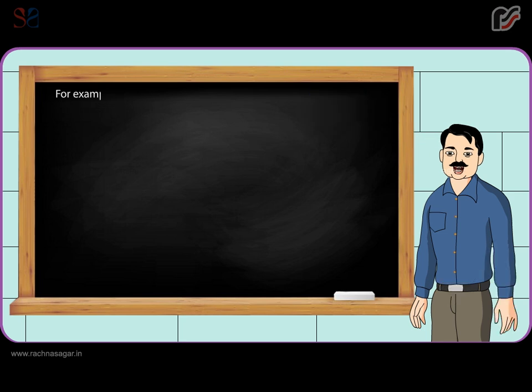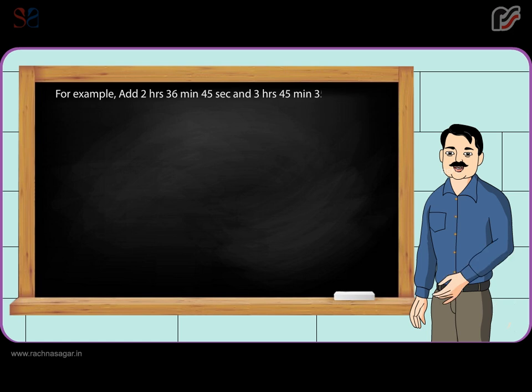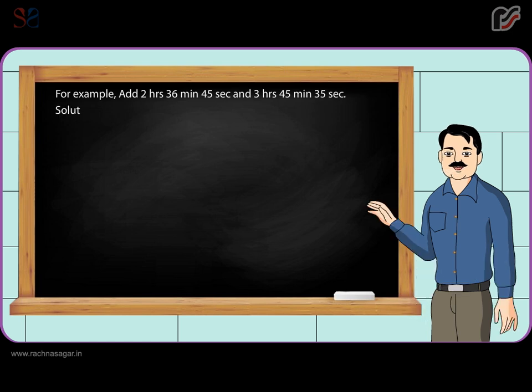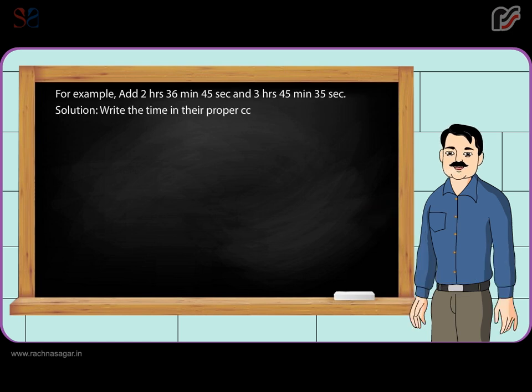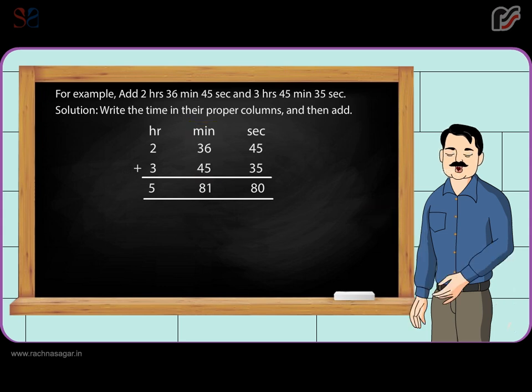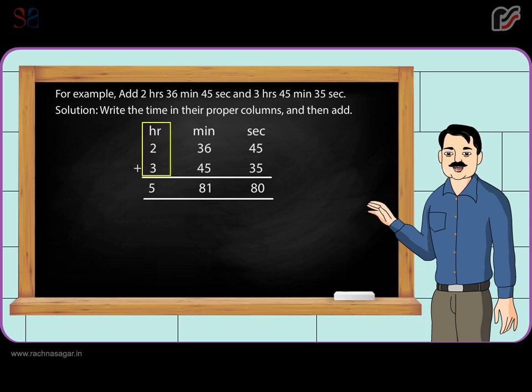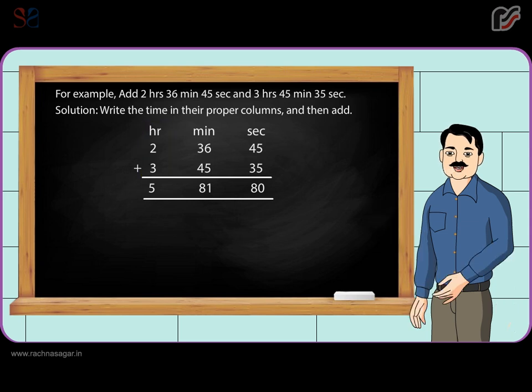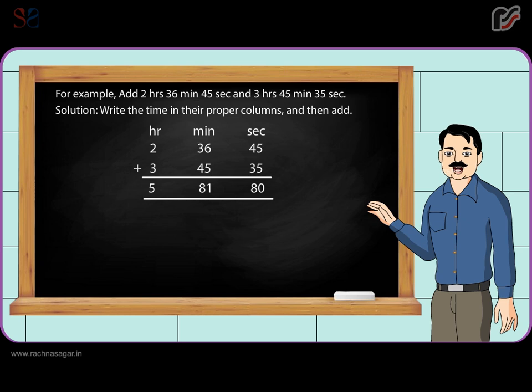For example, add 2 hours 36 minutes 45 seconds and 3 hours 45 minutes 35 seconds. Solution: write the time in their proper columns and then add. First, add the seconds. 45 seconds plus 35 seconds equals 80 seconds. Next, add the minutes. 36 minutes plus 45 minutes equals 81 minutes. Finally, add the hours. 2 hours plus 3 hours equals 5 hours.